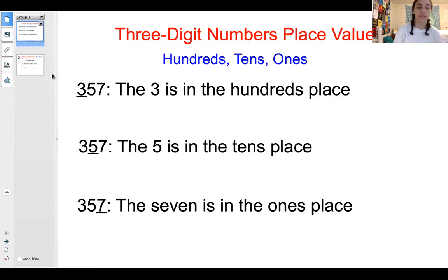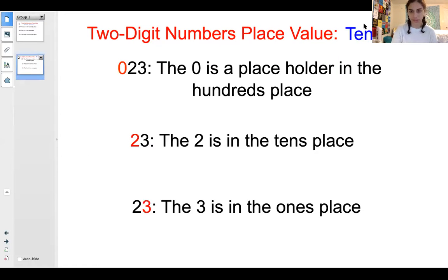Okay, let's review 2-digit numbers. In 2-digit numbers, we only have tens and ones. I put a 0 here to show you that there are 0 hundreds. The 0 is a placeholder, which I know I've talked about with my students, so hopefully they remember that. We have no hundreds, which is why the 0 is there.